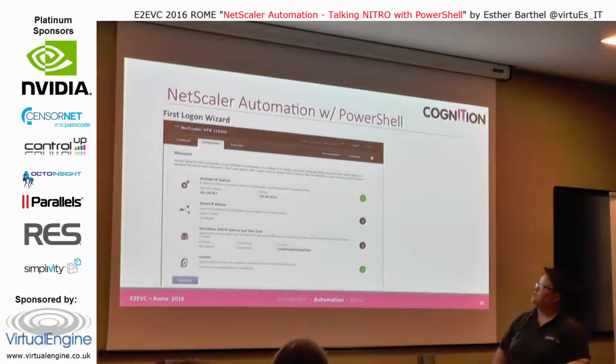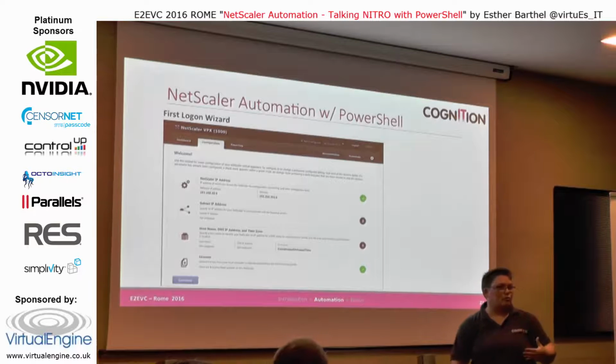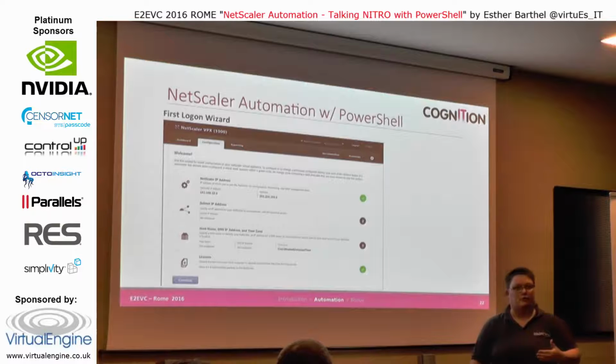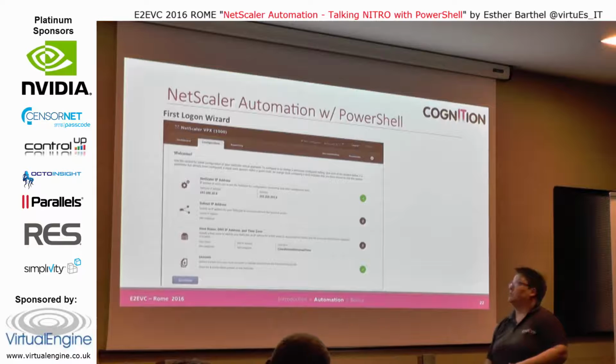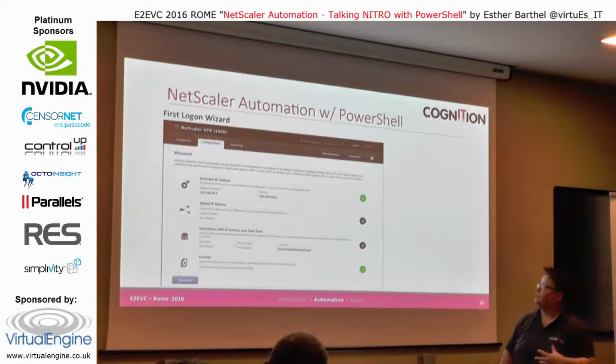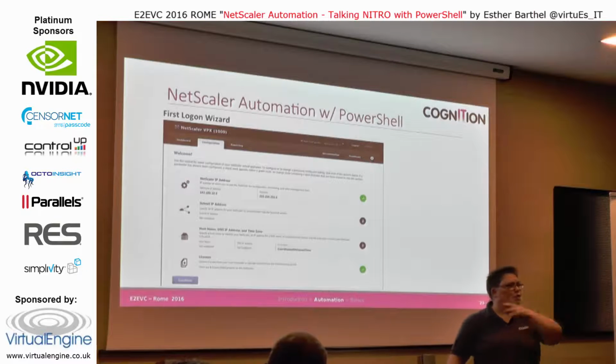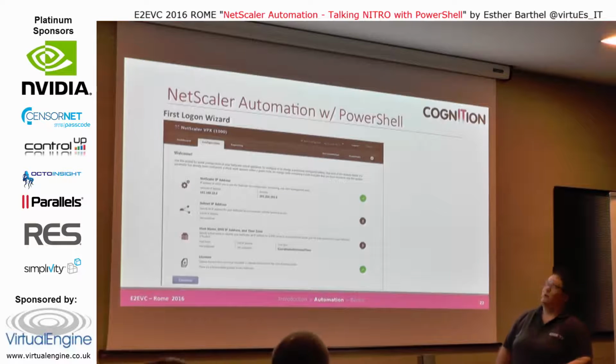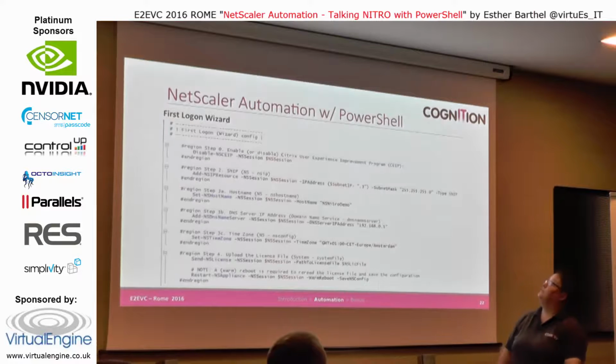A clearer view on screen. What it asks me to do is to at least configure my subnet IP address on my NetScaler, a hostname, DNS IP address, and time zone. And I hope it's still readable in the back. If not, just let me know, and we'll just skip to the demo.